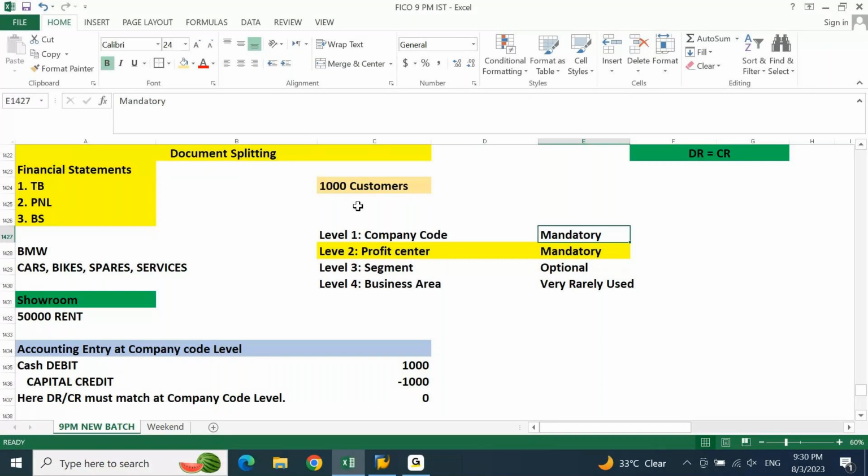Actually, the question is regarding a client who currently has the ECC system and wants to shift to S4HANA. In the ECC system, they are not using document splitting, and while transferring to S4HANA, profit center document splitting is mandatory. But the problem is that the client is using the utility module, that is FICA.